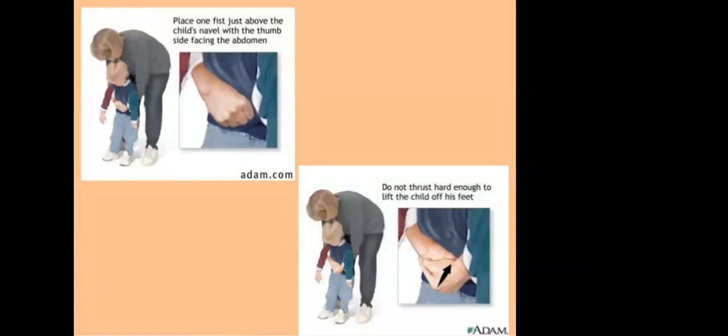For a child above 1 year, up to adolescence, you can do your Heimlich maneuver, the abdominal thrust, and the technique is important to learn. You place one fist just above the umbilicus with the thumb side facing the abdomen. Do not thrust hard enough to lift the child off his feet. So technique is very important, and I think practice would help.